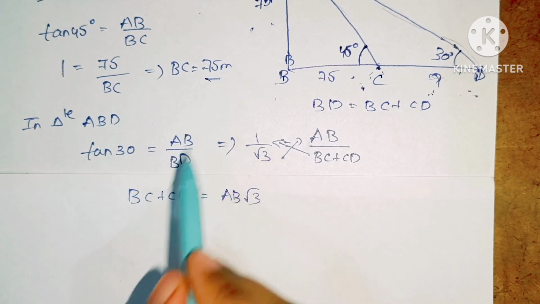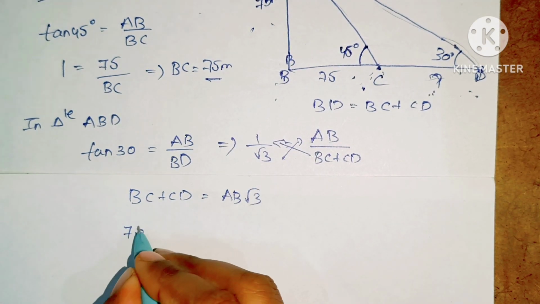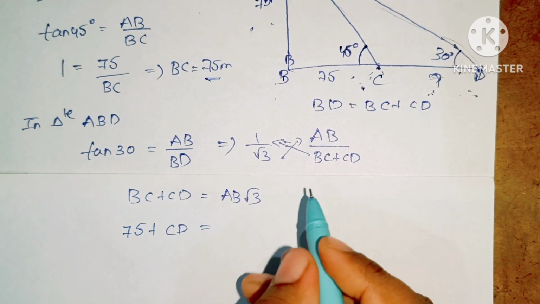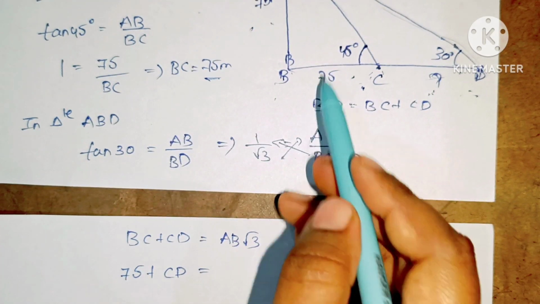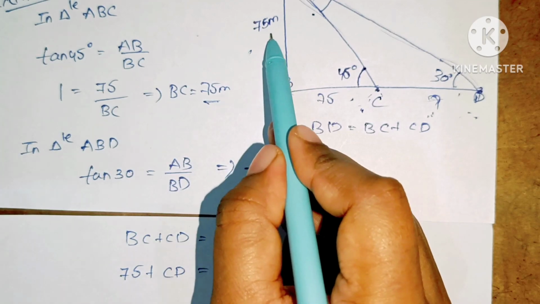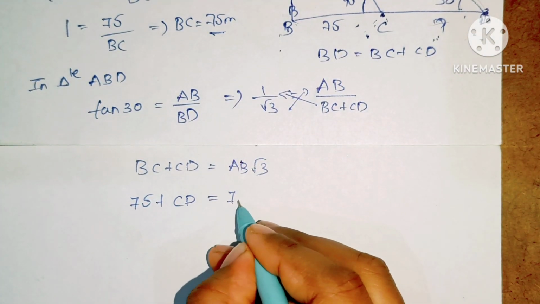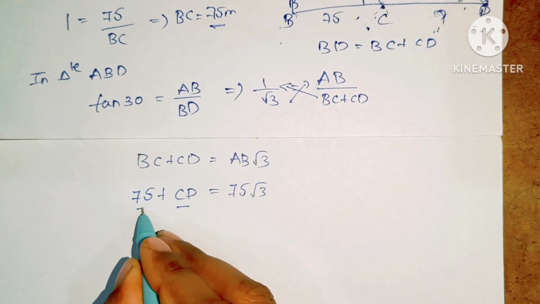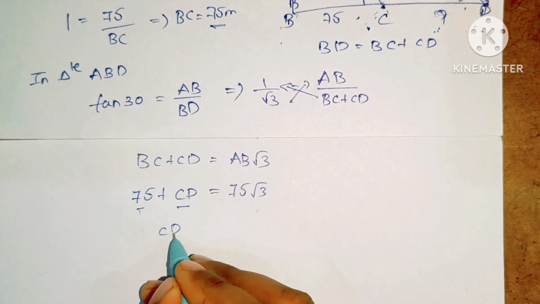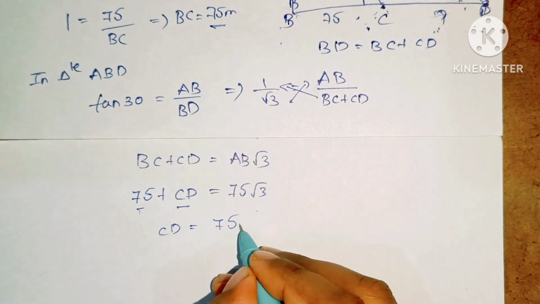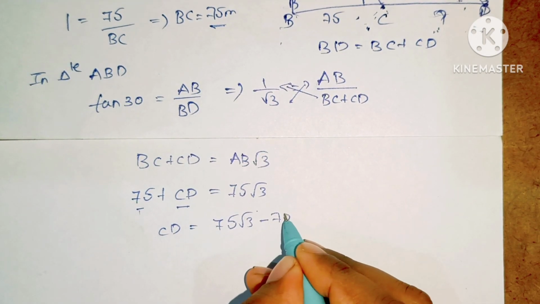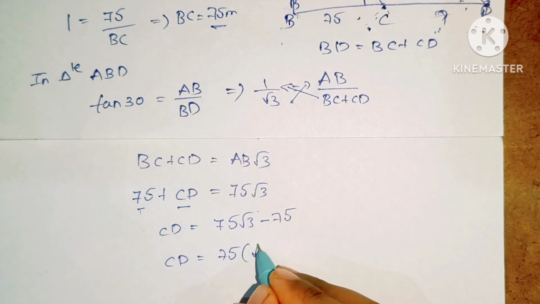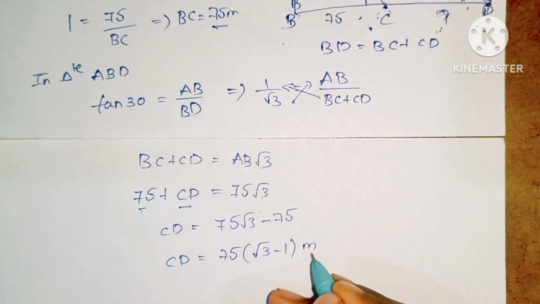BC you know is 75, plus CD, which we don't know. So CD equals AB root 3, and AB is 75, so substitute: 75 root 3. You want CD, so send 75 to the right side. What will you get? CD equals 75 root 3 minus 75. If you take 75 common, CD equals 75 times (root 3 minus 1) meters.